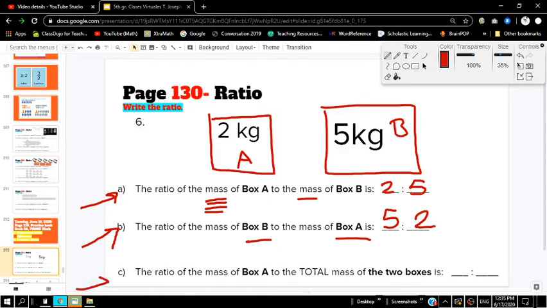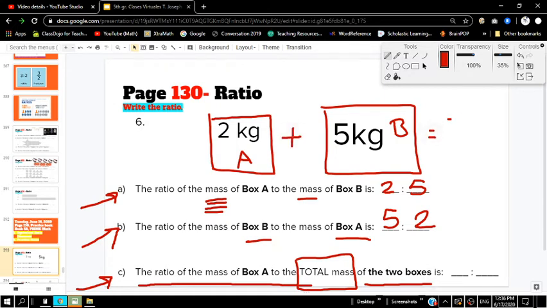Now, when we look at letter C, we need to really be careful with what it's asking. It says, let's read it. The ratio of the mass of box A to the total mass of the 2 boxes. Well, if I take the total of both boxes, it's just 2 plus 5, which equals 7. So again, we're going to put our ratio of box A, which is 2, to the total, which is 7. 2 to 7 is our ratio.